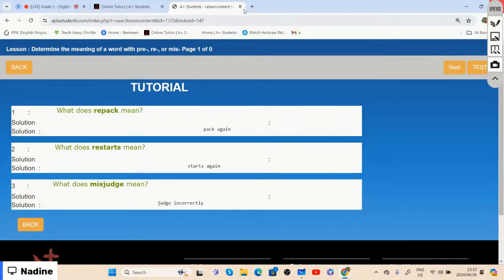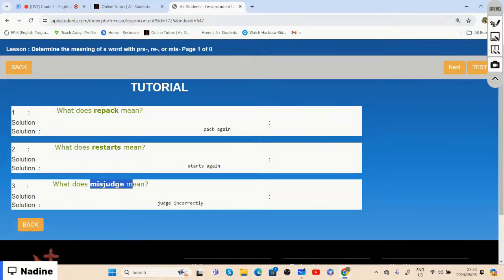All right. So now, if we look at the word repack, since re means again, what does it mean to repack something? If we were to repack something, then it means that we would pack something again. If we were to misjudge someone, then it means that you are judging someone incorrectly, you're judging someone badly, or you're judging someone wrongly because he or she did not do that. You understand?